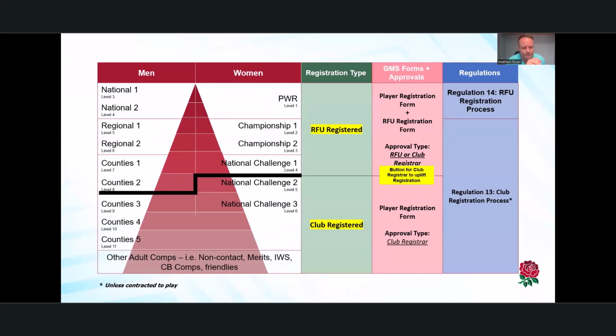So an example could be you could have a player playing National Challenge 2 in the women's game. They could also register for another National Challenge 2 side and an OWL, an NC3 side as well. If they then wanted to be eligible to play NC1, National Challenge 1, then the registrar would essentially convert that club registration into an RFU registration, and then that player's eligibility would be back with one club only. And again, Ollie will be taking you through that shortly.